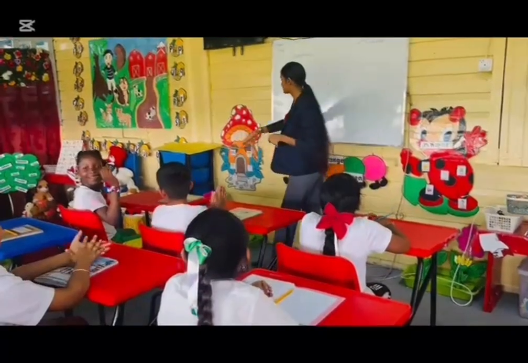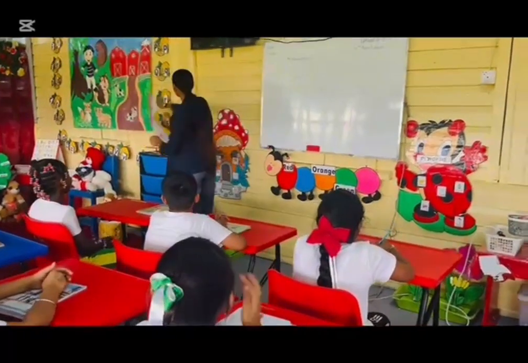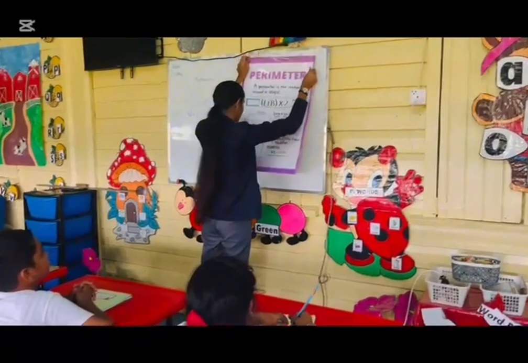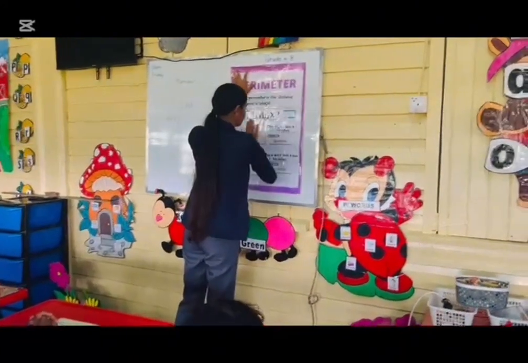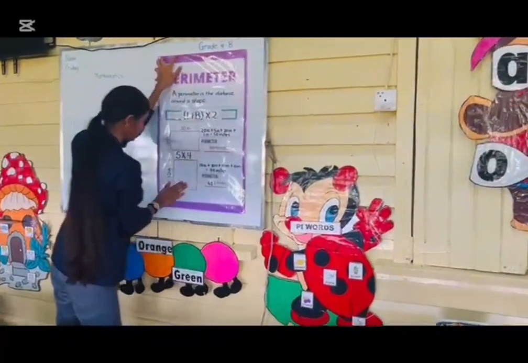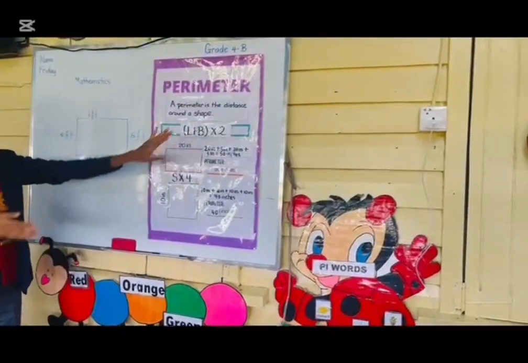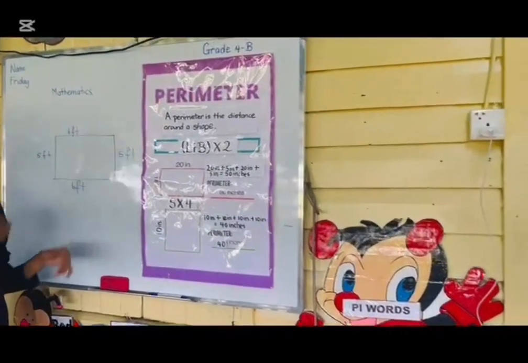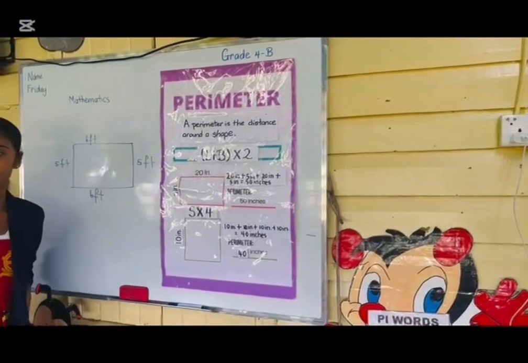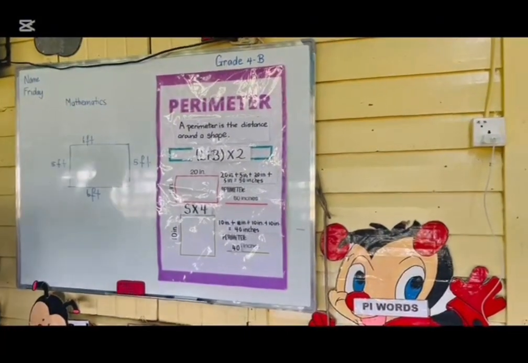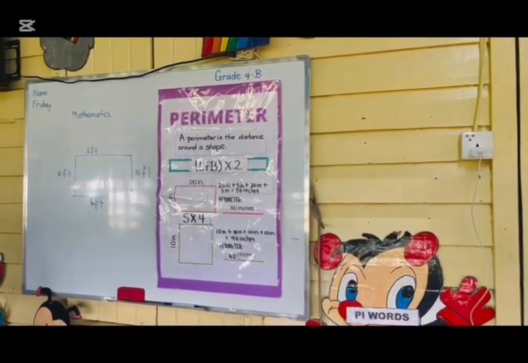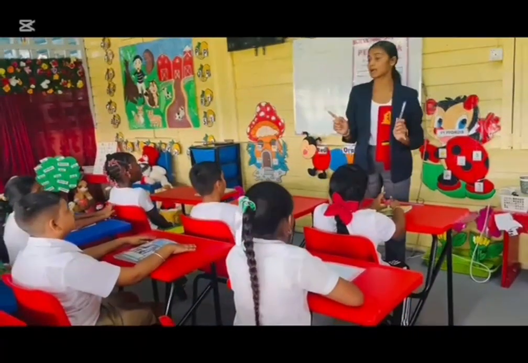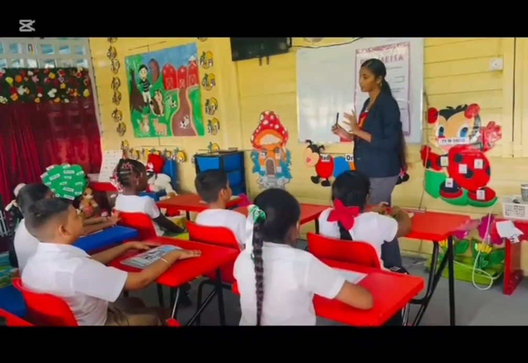Now, this afternoon, right? Remember, we're looking at perimeter. So, good. So let's look at what is a perimeter. Let's read. A perimeter is the distance around a shape. Good job. So, give yourself another round of applause. And who can tell me the difference between a square and a rectangle? Now, take some time to think, and then you're going to give me your answers, right?